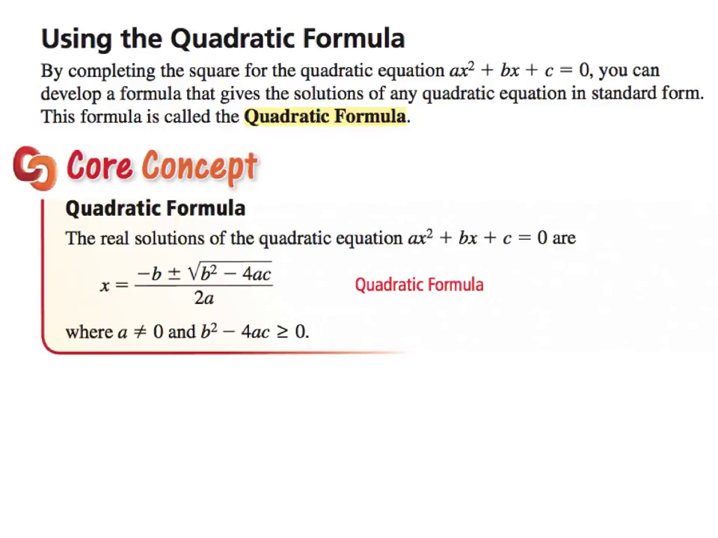Now a cannot be 0 because that would give us a number divided by 0. And in this case, b squared minus 4ac has to be greater than or equal to 0. If it's negative, you're going to get the square root of a negative, which gives you imaginary numbers, which you learn in 2 years, as freshmen in Algebra 2.